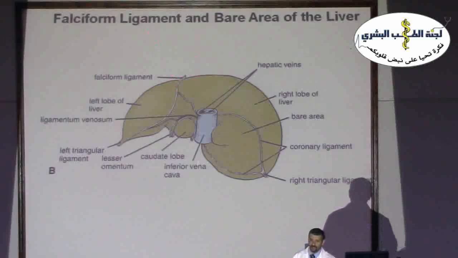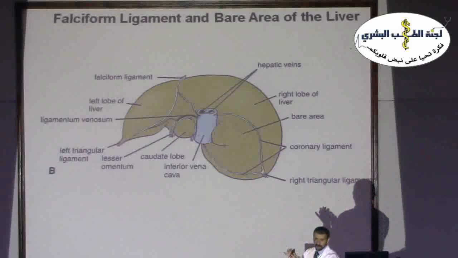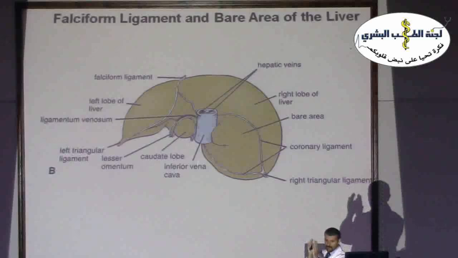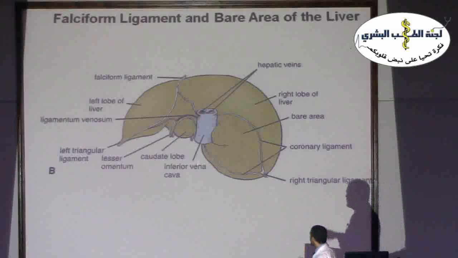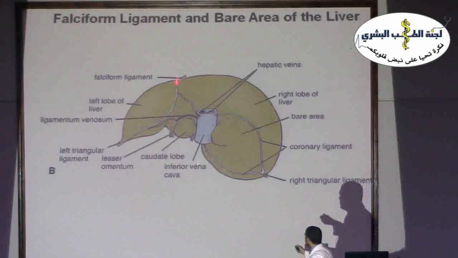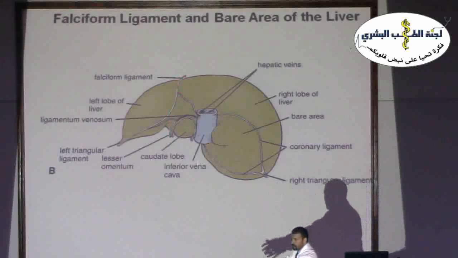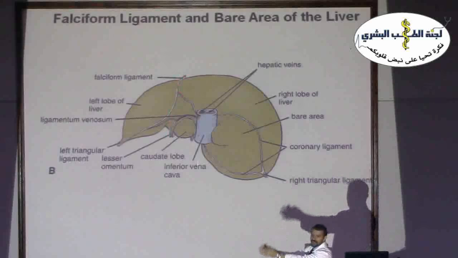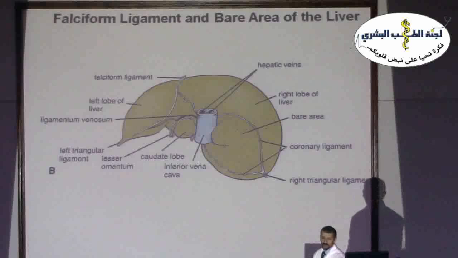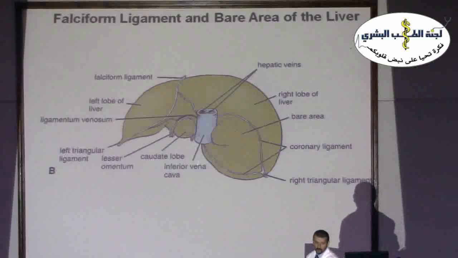So if you remember, we said when we have peritoneal reflection from a solid organ to another organ or to the abdominal wall, we will name it a ligament. So this is a peritoneal reflection with 2 double layers passing anteriorly. So this now will be a ligament. Because of the shape of this ligament, up to the diaphragm and to the anterior abdominal wall, like a sickle, we will name it the falciform ligament.